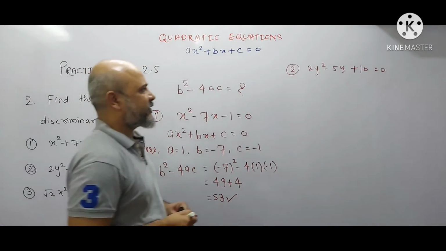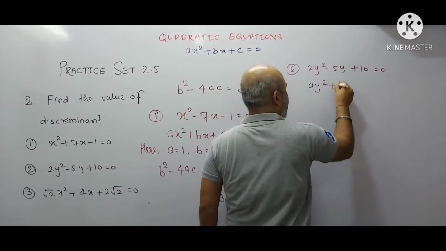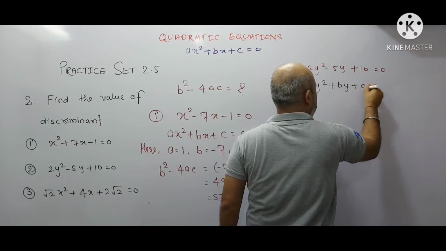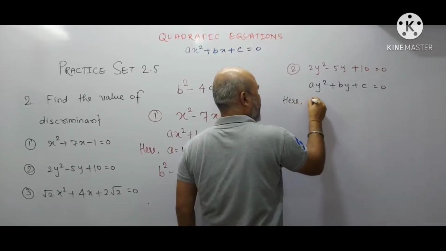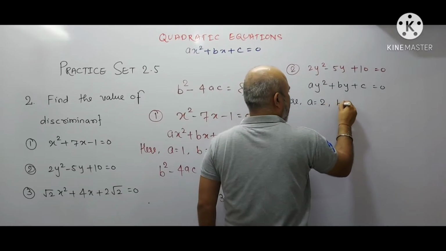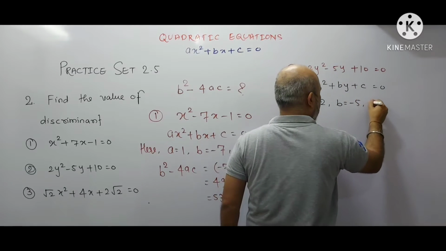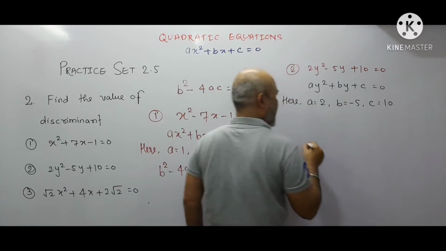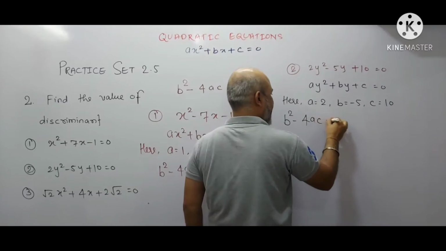Now we will compare with the standard form, that is ay square plus by plus c is equal to 0. Here you will get a is the coefficient of y square, which is 2. b is the coefficient of y, which is minus 5, and c is the constant, which is plus 10. Now we will find the value of discriminant, b square minus 4ac.